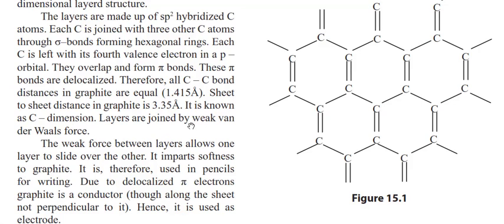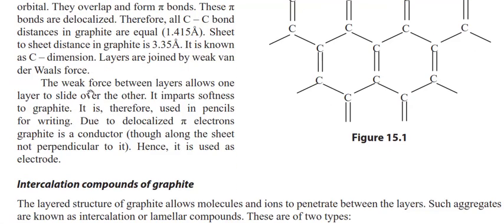This is the important thing. The layers are joined by weak van der Waals force, so you can break the layers, or sometimes people can insert small molecules between these layers, and they can use this material for delivery systems like drug delivery or pollutant removal. The weak force between the layers allows one layer to slide over the others, and it imparts softness to graphite, and therefore it is used in pencils for writing. And due to the delocalized pi electrons in the graphite structure, it is a conducting material, and you can use it for electrodes.